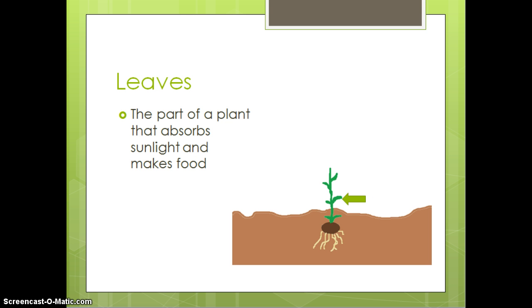The leaves are the part of the plant that absorbs sunlight and makes food. So again, that's why we talked about sunlight, because sunlight directly affects the way the plants grow, and the leaves are what absorb the sunlight.